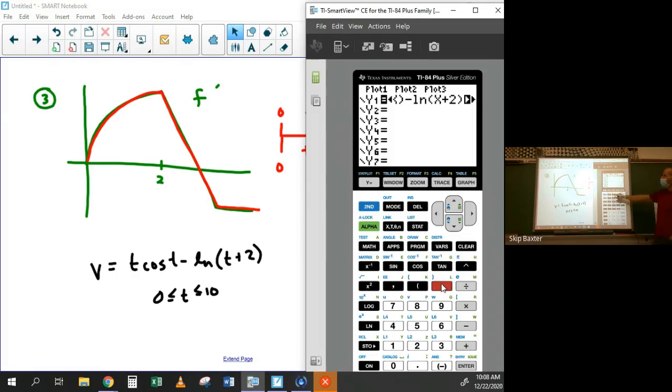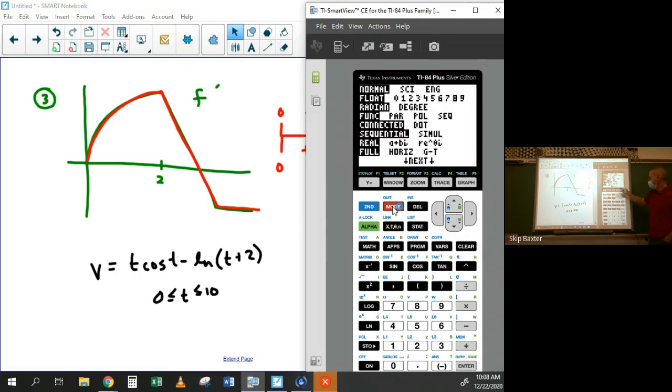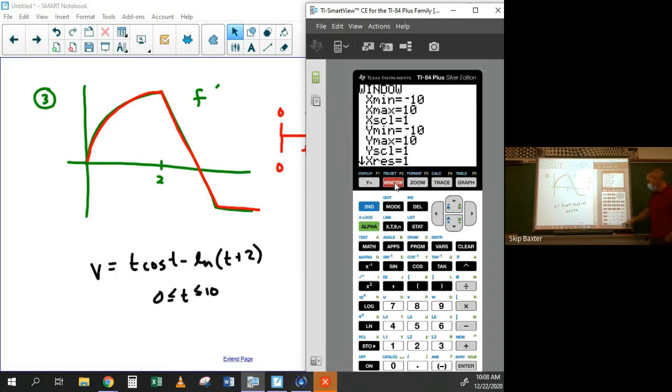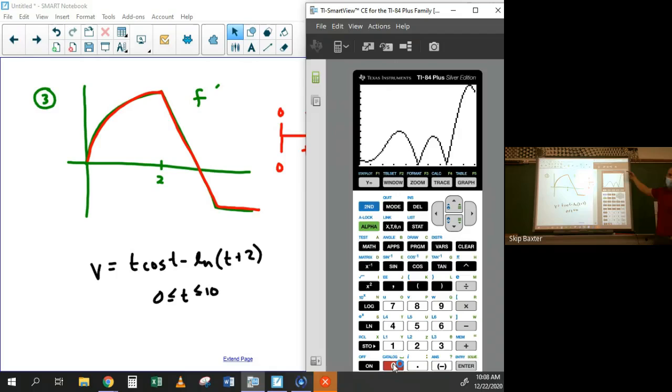I think my calculator might be in degrees right now, so I'm just going to change it to radians. So mode, oh no, it's in radians. Okay, so now I'm going to change the window. I'm going to go from 0 to 10, and then do zoom fit. And you can see the maximum definitely occurs at 9 point something. And so I don't even have to really do anything else except 9 point something.